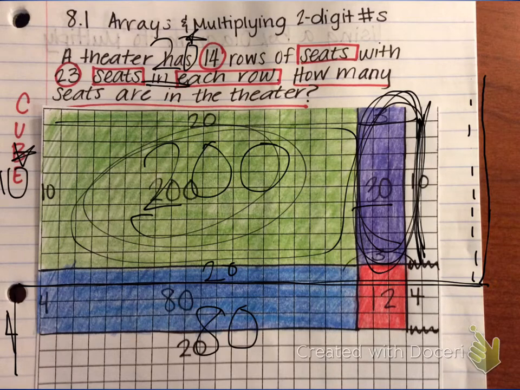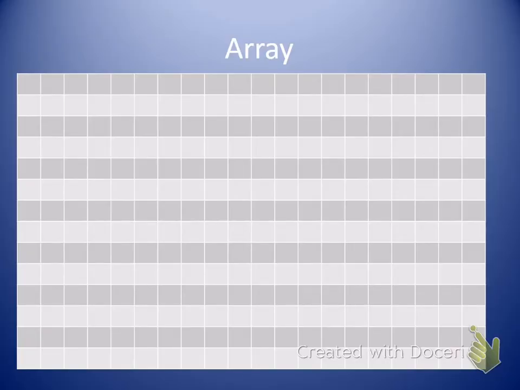Down here, my last spot right here, I have 4 down the side and 3 across. 4 times 3 gives me 12. So all of these numbers in here are my partial products. And remember, with partial products, we always need to add them together. So here are all the different parts of my product. I will end up adding those all together to give me my full product.